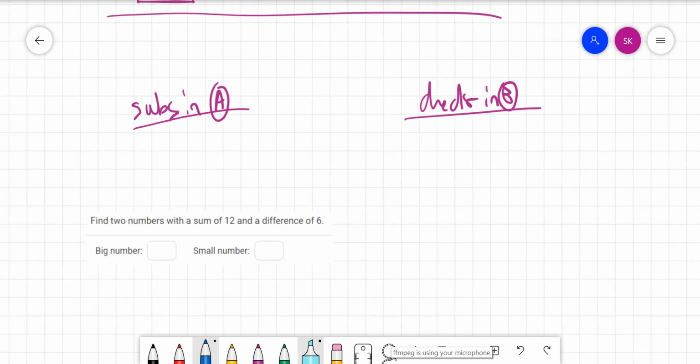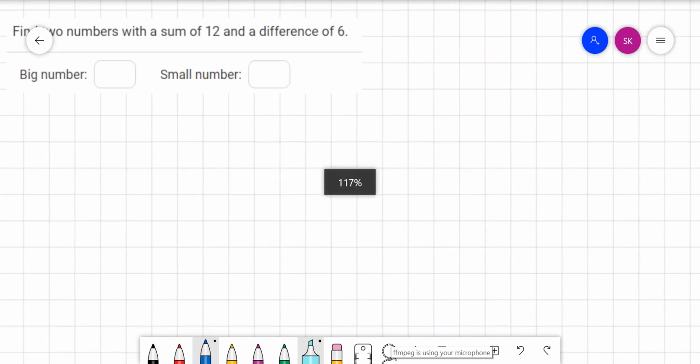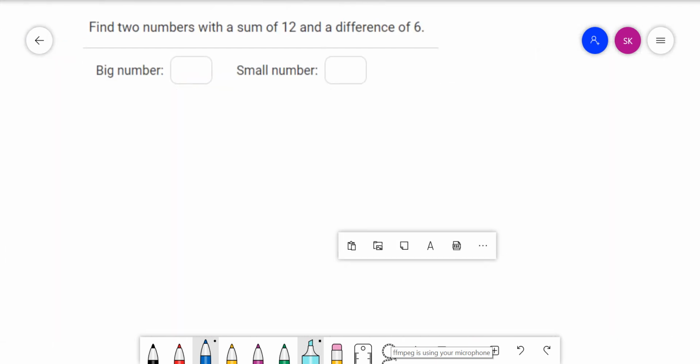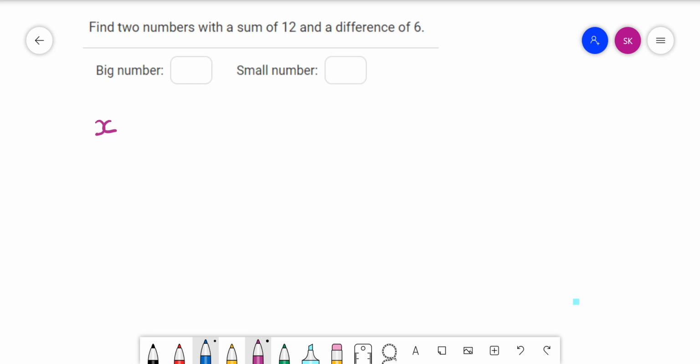So, let's start off with this question here. It's not that real world, still quite mathsy, but it's quite nice, I think. Find two numbers with a sum of 12 and a difference of 6. Well, sum in maths means add. Difference in maths means subtract. And I'm going to give you a hint here. The two numbers, we're going to call them x and y.